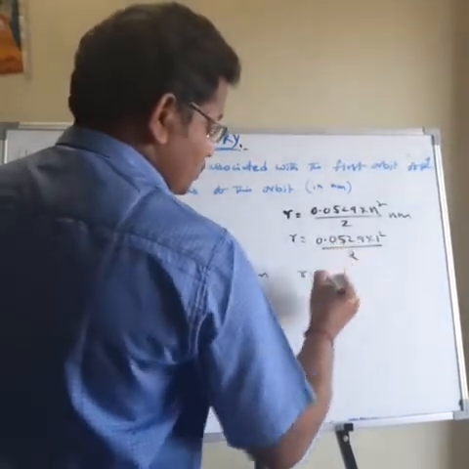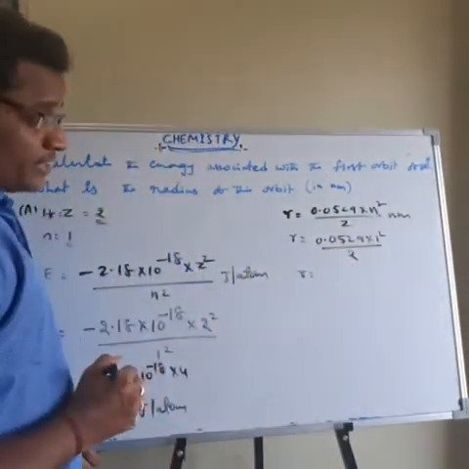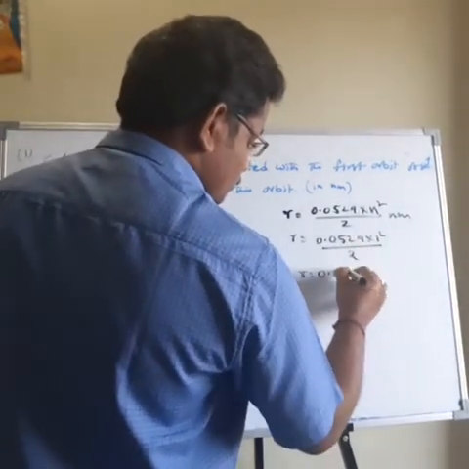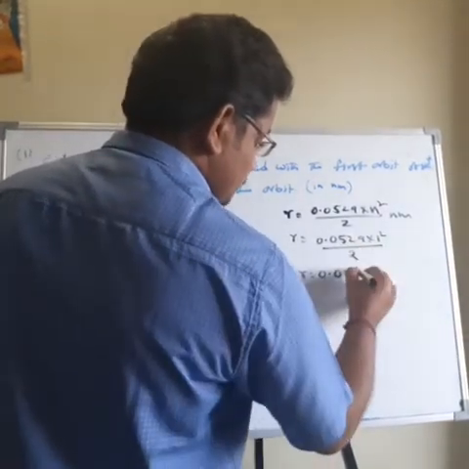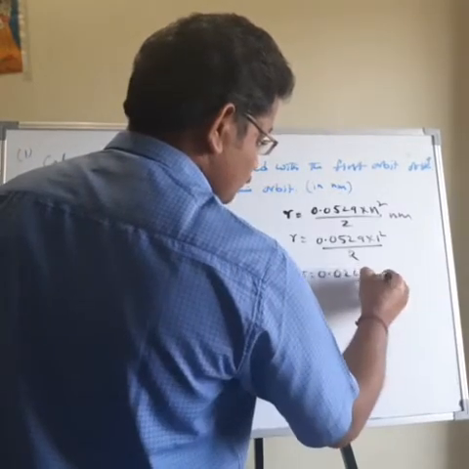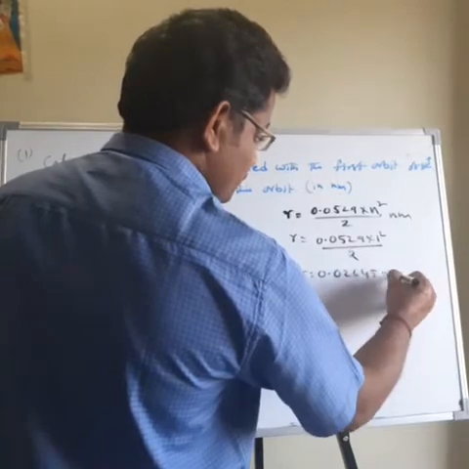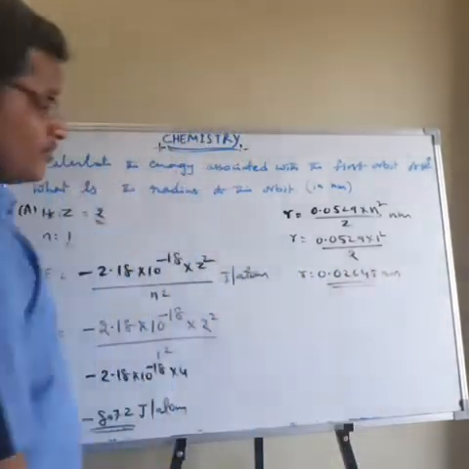Then 0.0529 divided by 2. Then what will come? 0.02645 will come. So 0.02645 nanometer, this is the radius of the orbit.